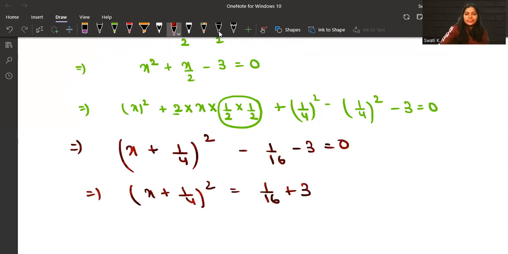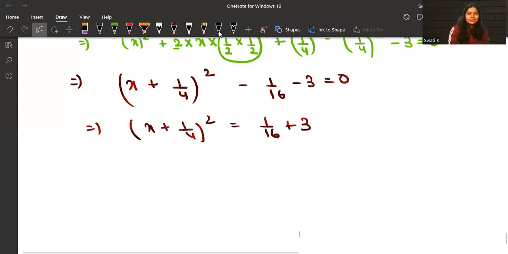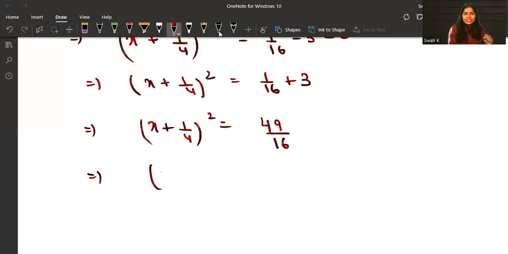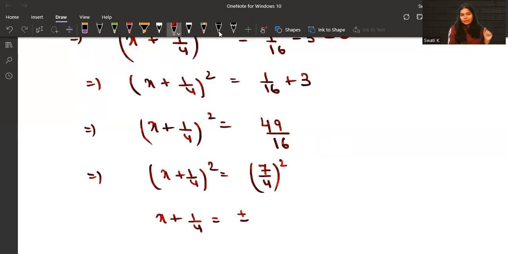Now this we can write down quickly as (x plus 1 upon 4) whole square equals, if you take the LCM, this will become 49 upon 16, right? So this we can also write as (x plus 1 by 4) whole square equals (7 upon 4) whole square, right? Now, if I take the square root on both sides, it will become x plus 1 upon 4 equals plus minus 7 upon 4, all right? Plus minus 7 upon 4.